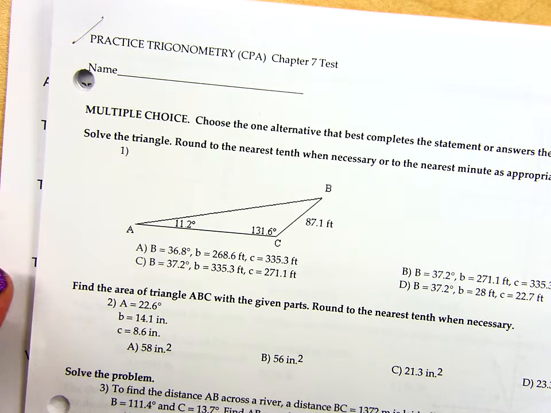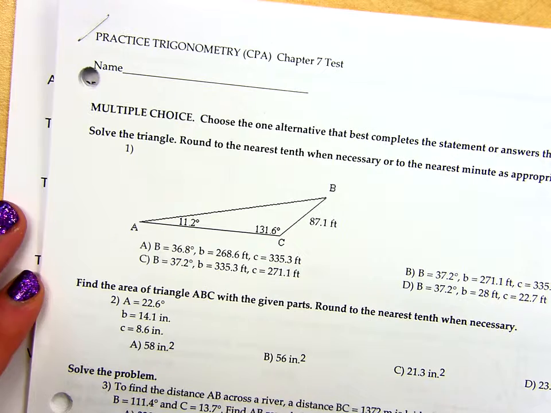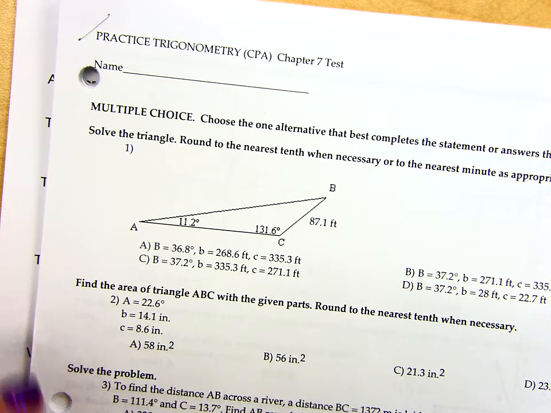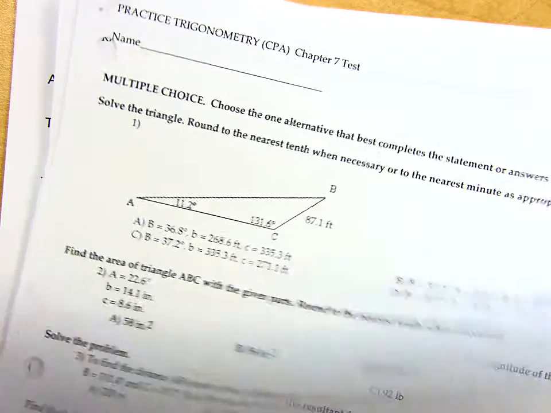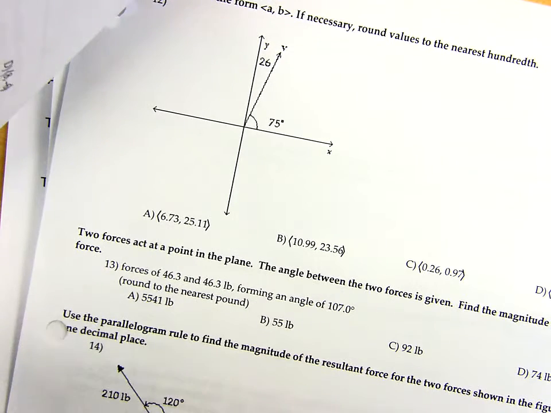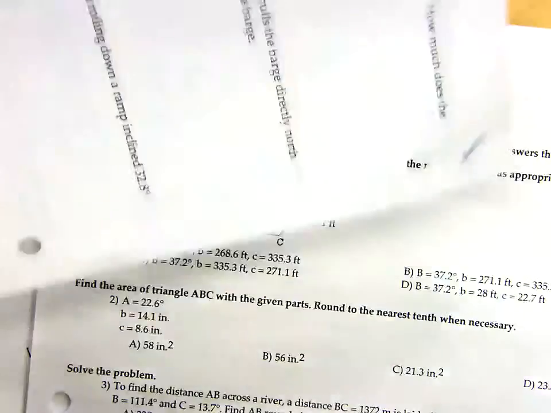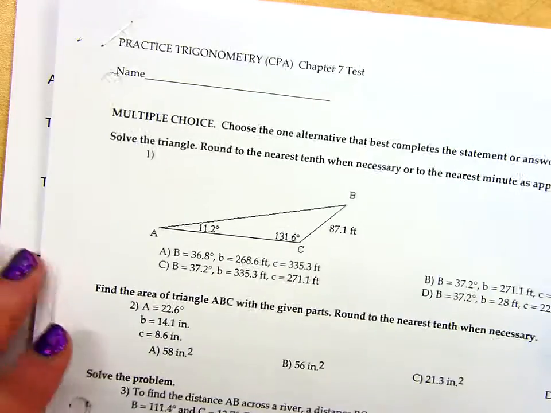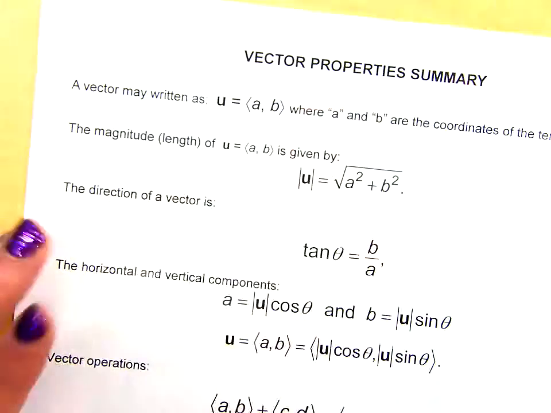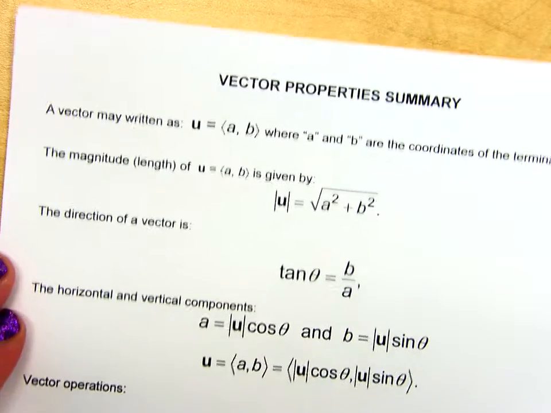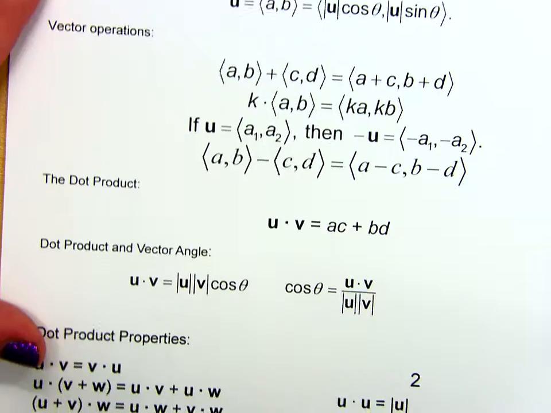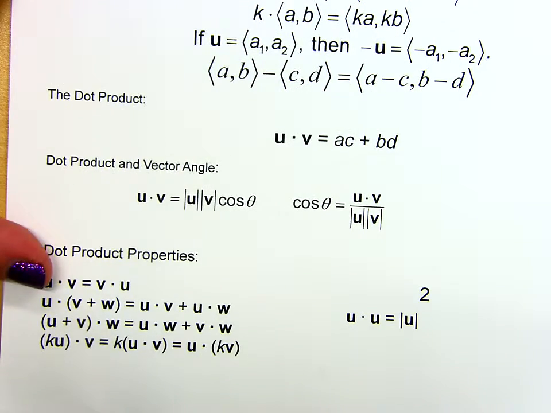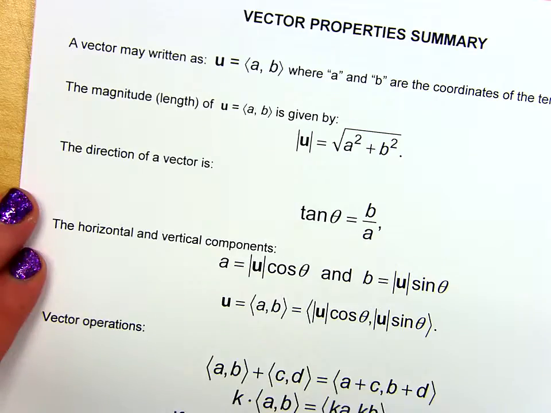We are doing the practice test for Chapter 7. So those of you that aren't here today, your test tomorrow is exactly like this. It's just different numbers. You should come see me at some point today and get this. You will also be getting this reference sheet for the vectors, which has all the vector formulas on it that you might need. So you will be given that tomorrow as well.